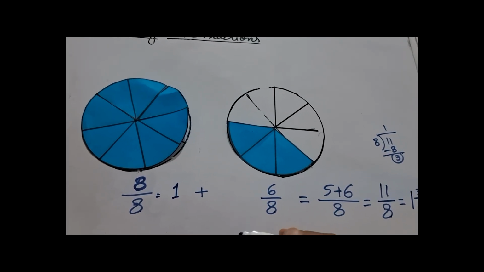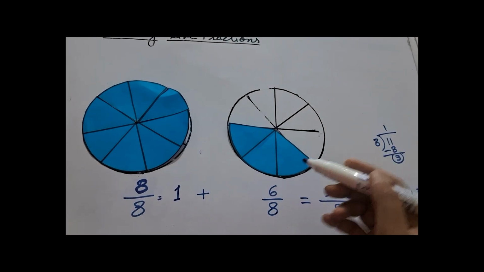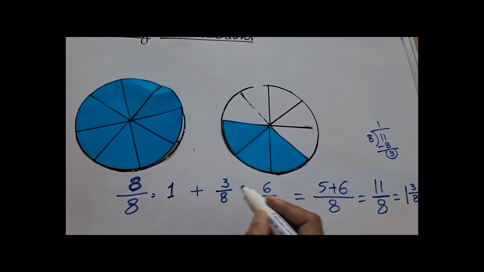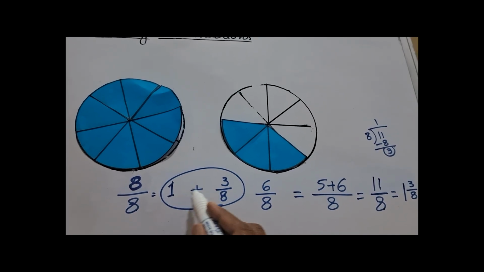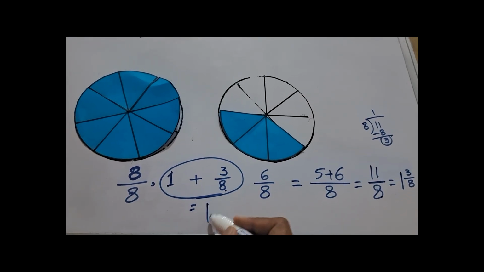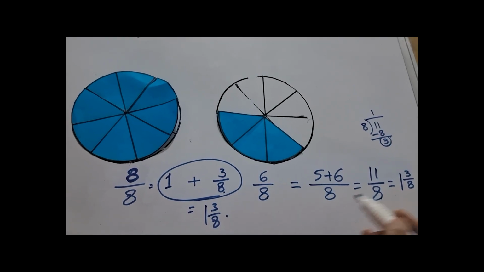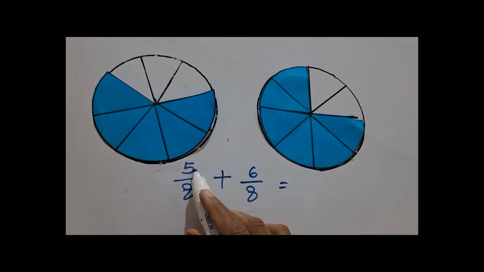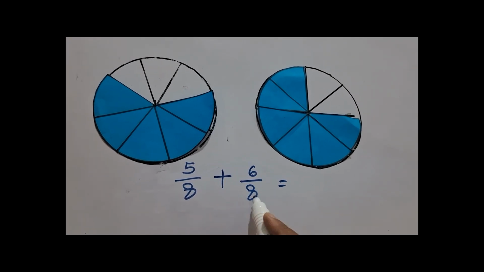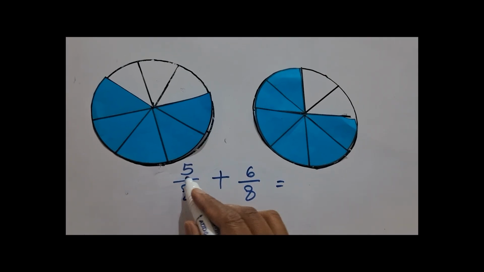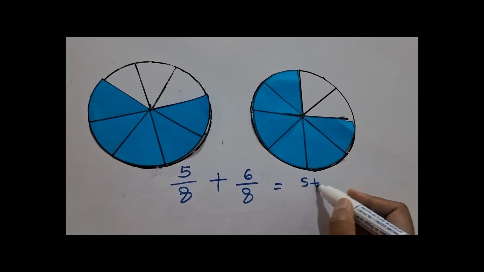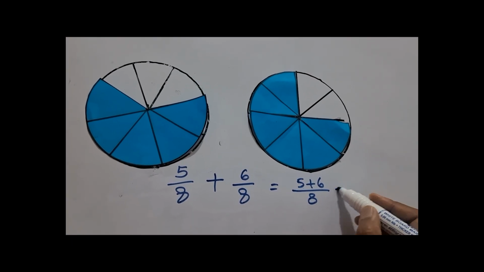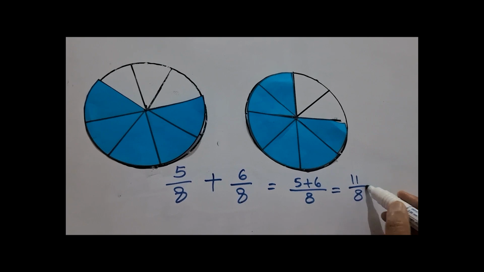Okay children. Now what is left over, children? 3 by 8. Now this one, 1 plus 3 by 8, is nothing but 1 3 by 8. That's what we got here. When we add two like fractions, we need to add the numerators, the denominator being the same. 5 plus 6 by the denominator being the same, which is equal to 11 by 8.